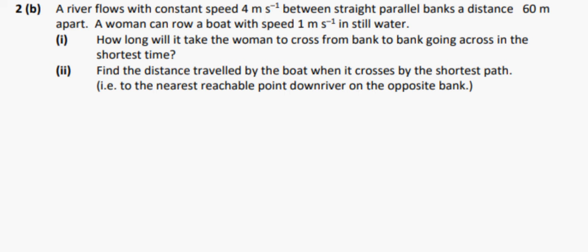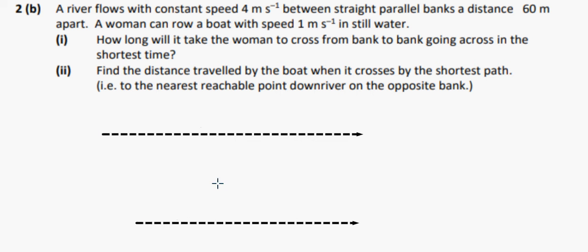Okay? So, a river flows at constant speed 4 meters per second between straight parallel banks at distance 60 meters apart. A woman can row a boat with speed 1 meter per second in still water. So I'm going to draw myself a nice picture. Okay? River goes at 4, woman aims up at 1. The woman has to go downstream, no matter what, she is definitely going downstream.